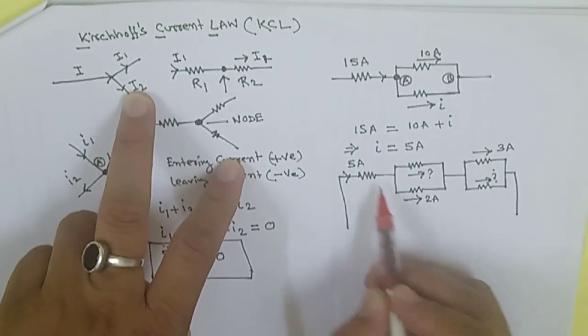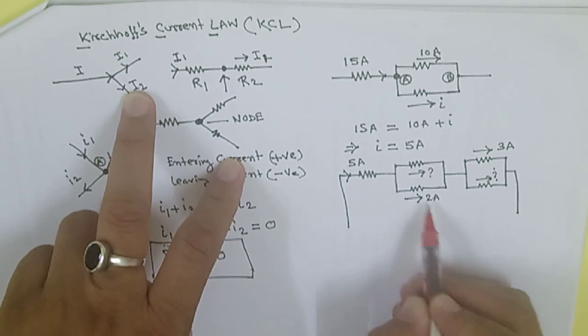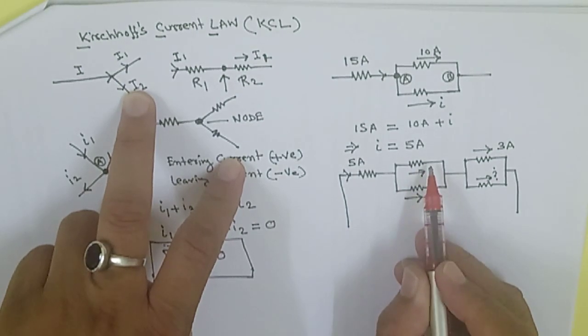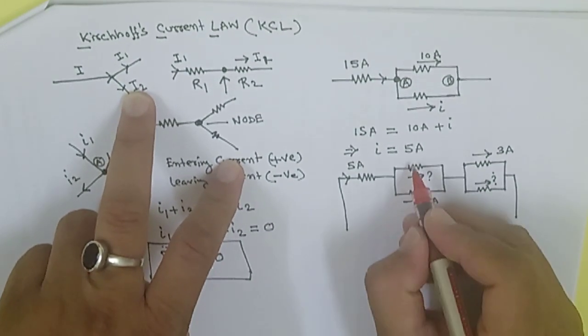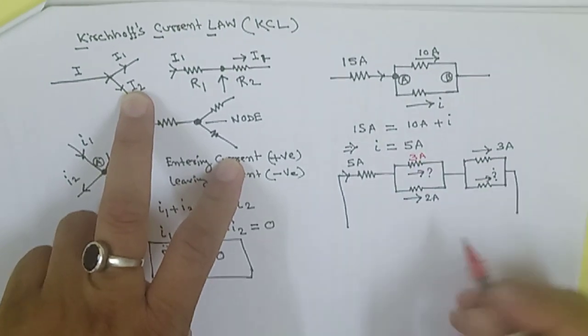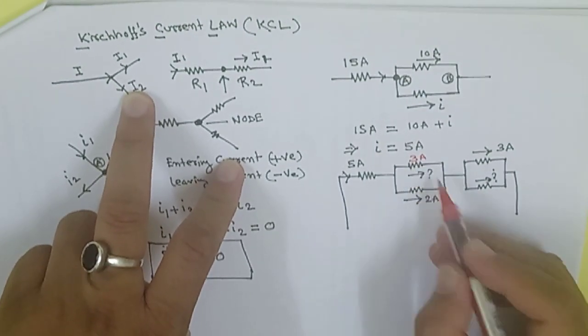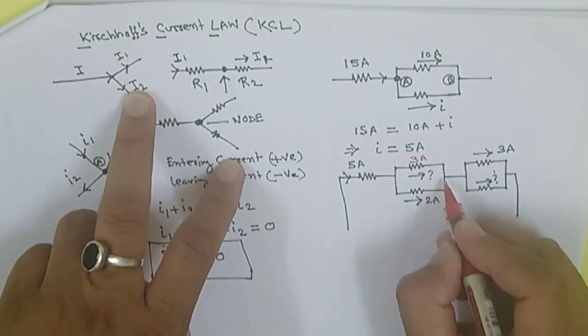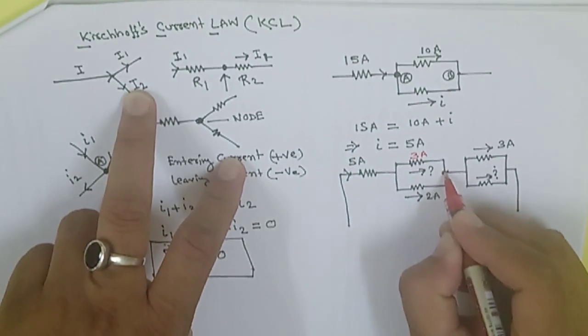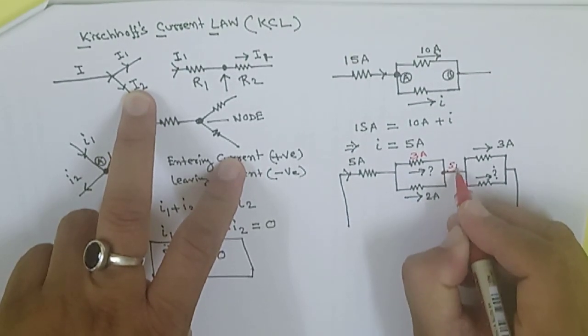5 ampere is entering, 2 ampere going this side. So obviously here how much current? 5 minus 2, so 3 ampere. Now again this 3 ampere and 2 ampere are entering here. So at this node point, how much is the total current? This path again 5 ampere.